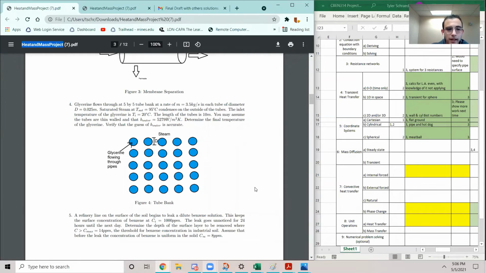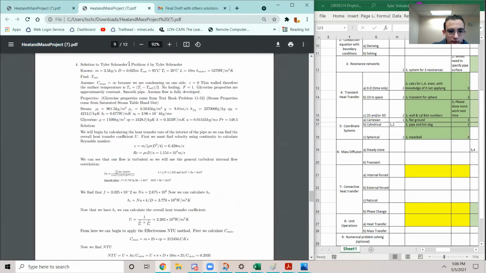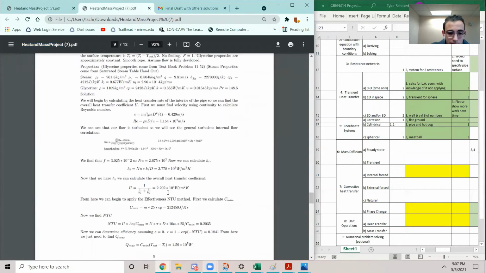Next up, we have a two-bank heat exchanger with glycerin flowing through each pipe, and then steam condensing on the outside. So first we need to calculate our heat transfer coefficient in the interior. So that is internal forced convection. So we work through the Reynolds number, and we use our Nusselt number correlation. We arrive at H, and then we are given the outer, and then we determine U from our simple relationship.